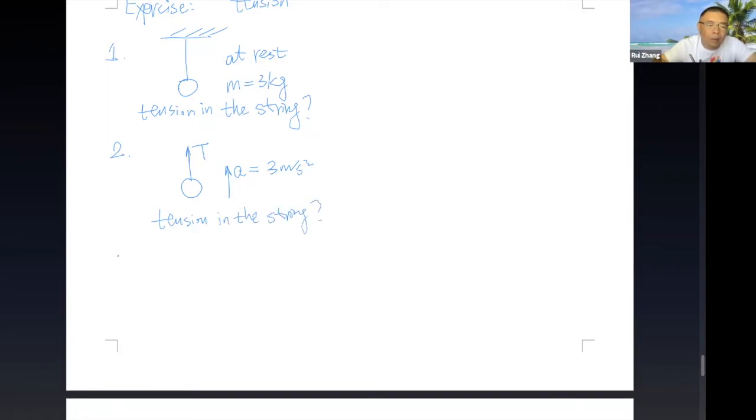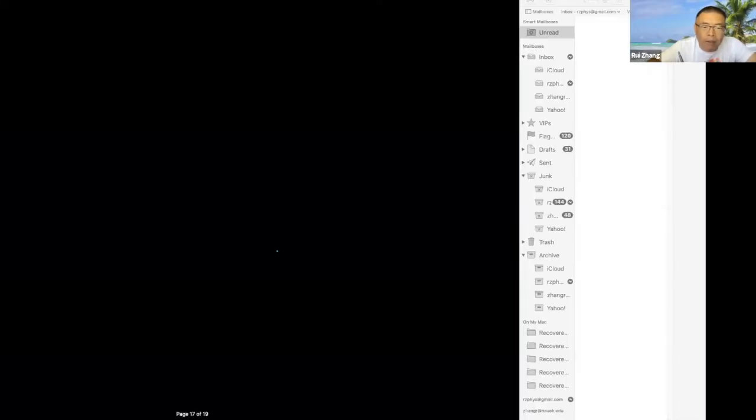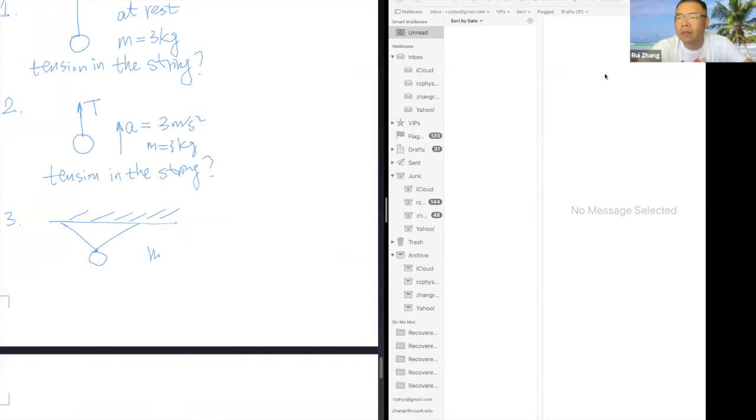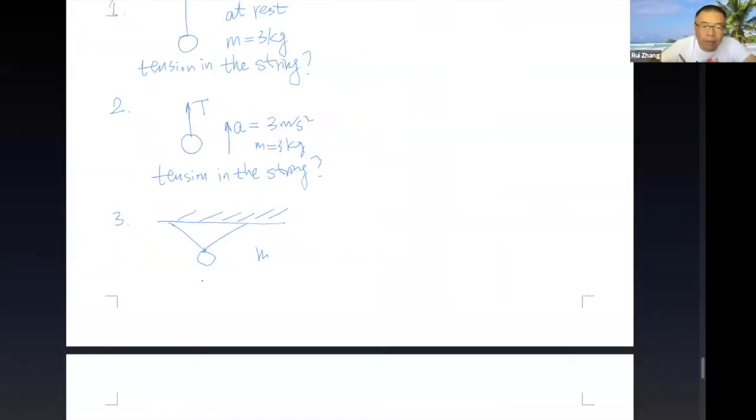And then the last one we want to do here is a little more complicated. We have a ceiling here, and then we have 2 pieces of string going from 2 different points, and then here there's an object. Again, the mass is equal to 3 kilograms. Okay, the mass is 3 kilograms.